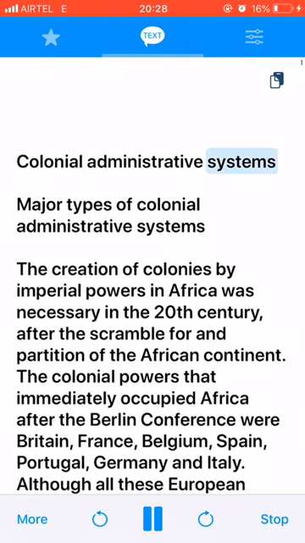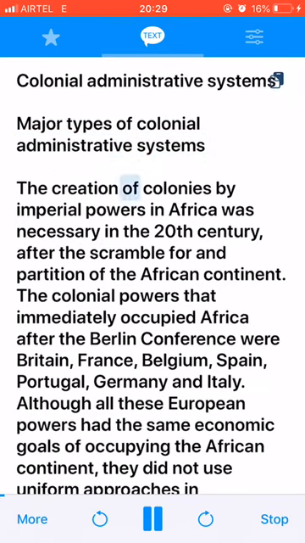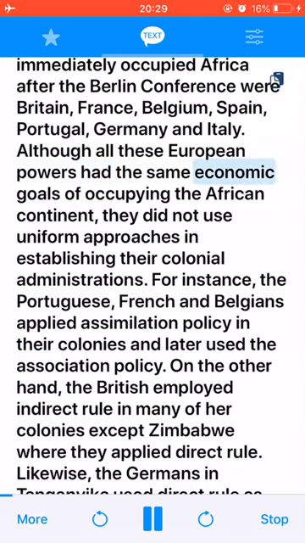Colonial administrative systems. Major types of colonial administrative systems. The creation of colonies by imperial powers in Africa was necessary in the 20th century, after the scramble for and partition of the African continent. The colonial powers that immediately occupied Africa after the Berlin Conference were Britain, France, Belgium, Spain, Portugal, Germany and Italy. Although all these European powers had the same economic goals of occupying the African continent, they did not use uniform approaches in establishing their colonial administrations.